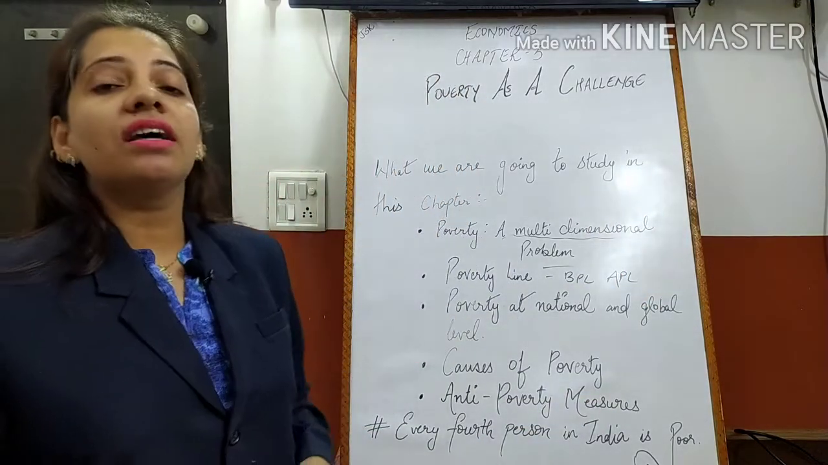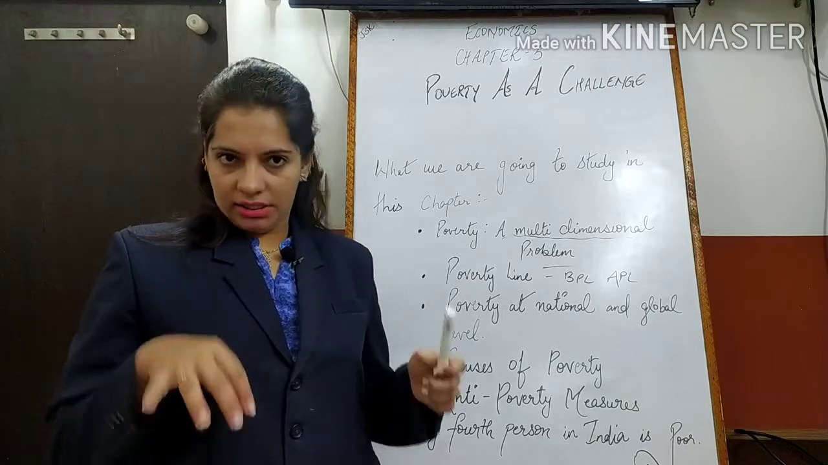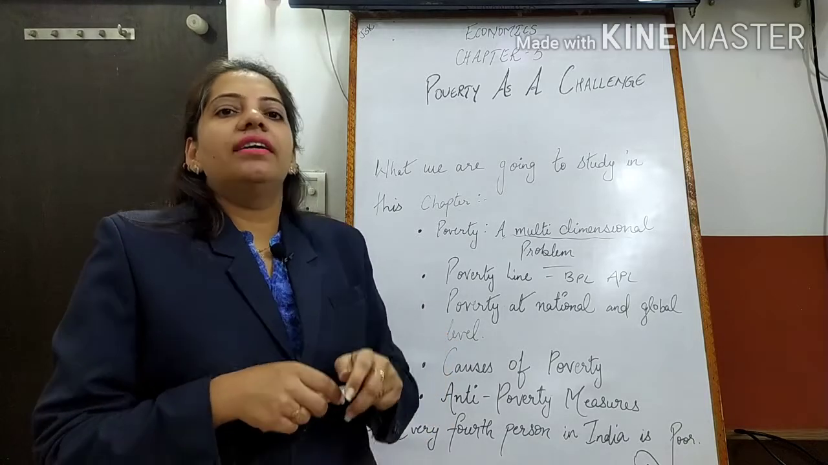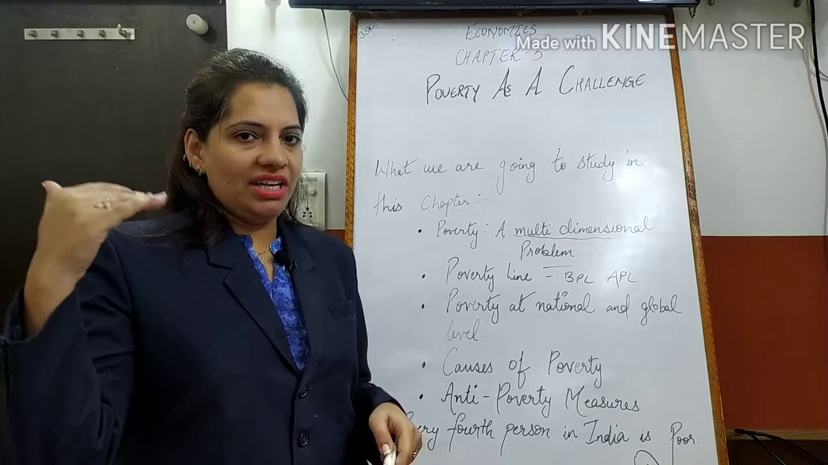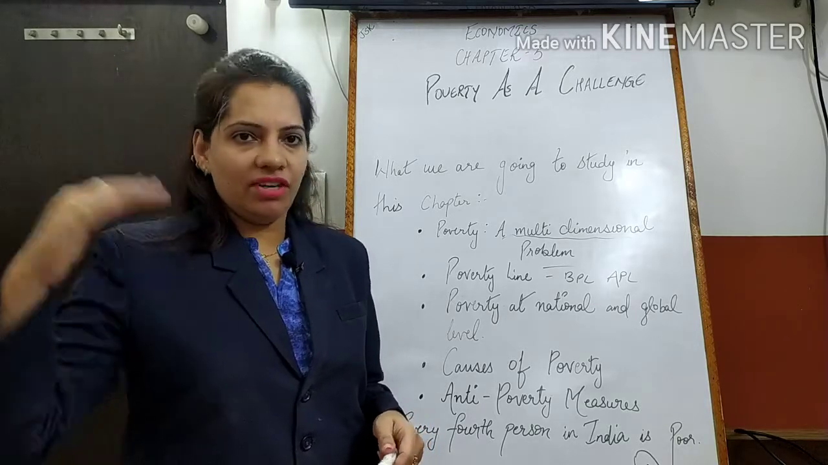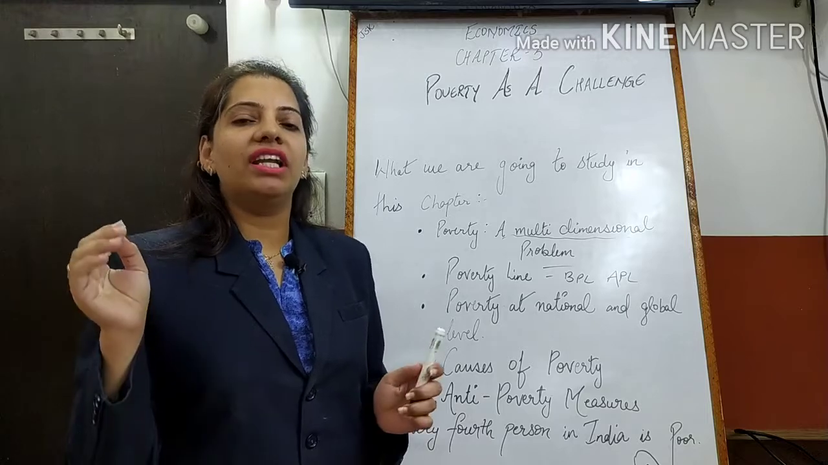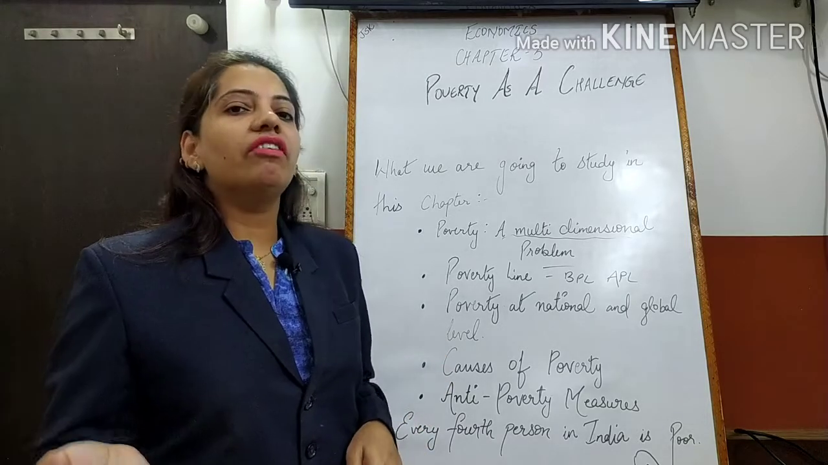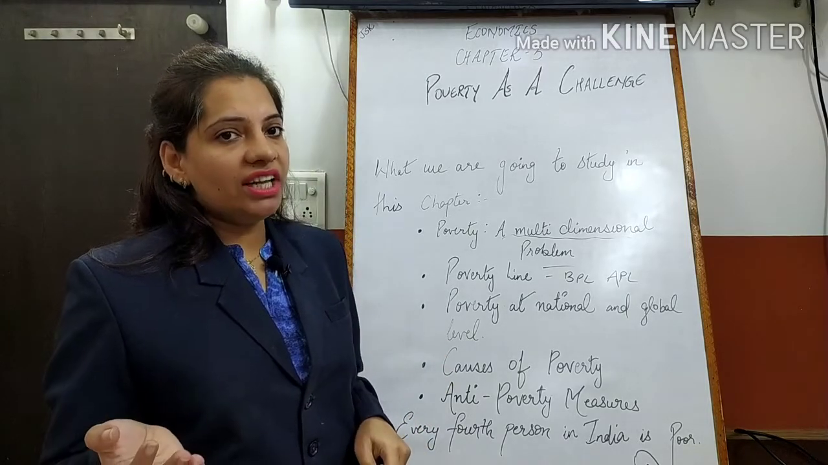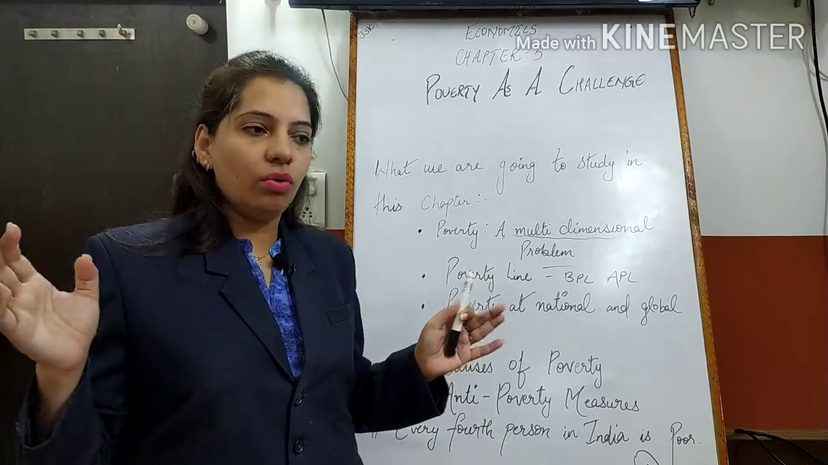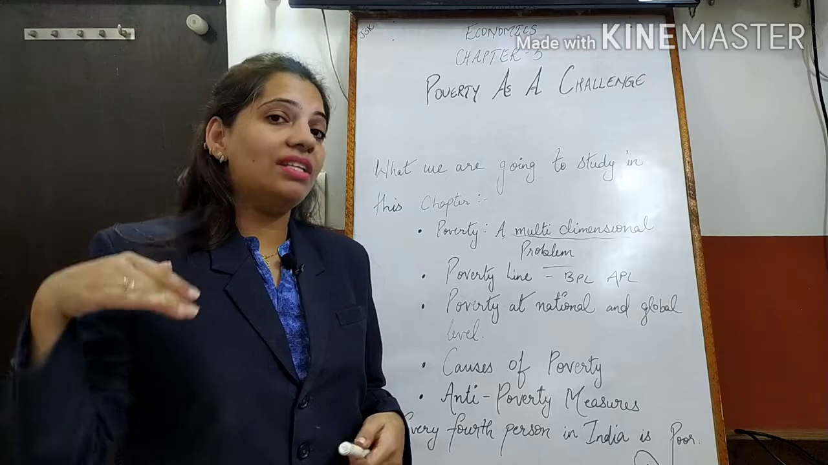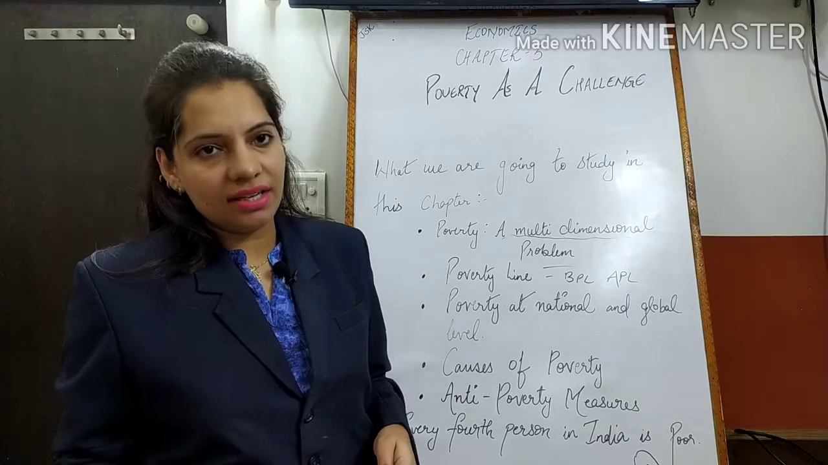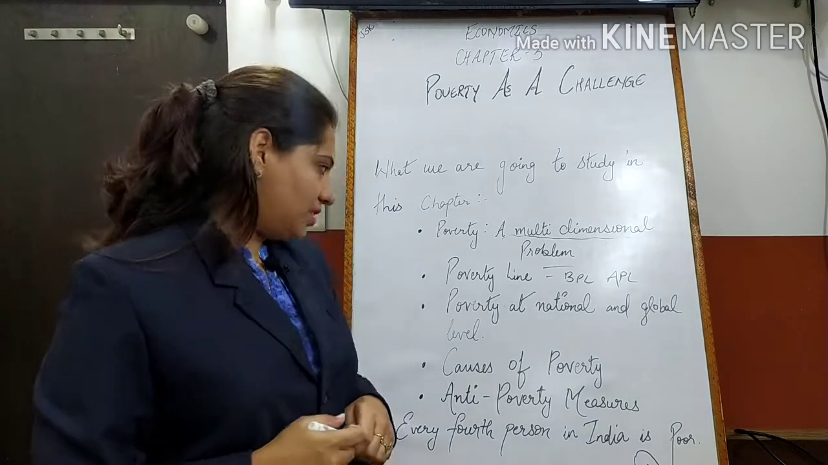The next is poverty at different levels, that is national and international level. In our country, we will see how poverty is increasing or decreasing. Whatever data is there, we will talk about poverty in our country. Then we will move ahead and we will see poverty at the global level, in the whole world. What is the ratio data of poverty? What is the frequency? How is it increasing or decreasing? That all we are going to see.